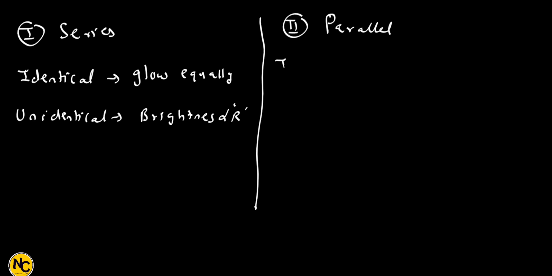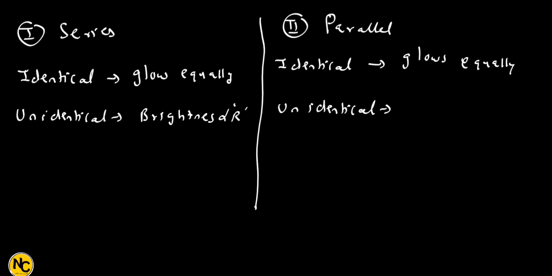And in parallel, identical bulbs glow equally, and for unidentical bulbs, brightness is inversely proportional to resistance.